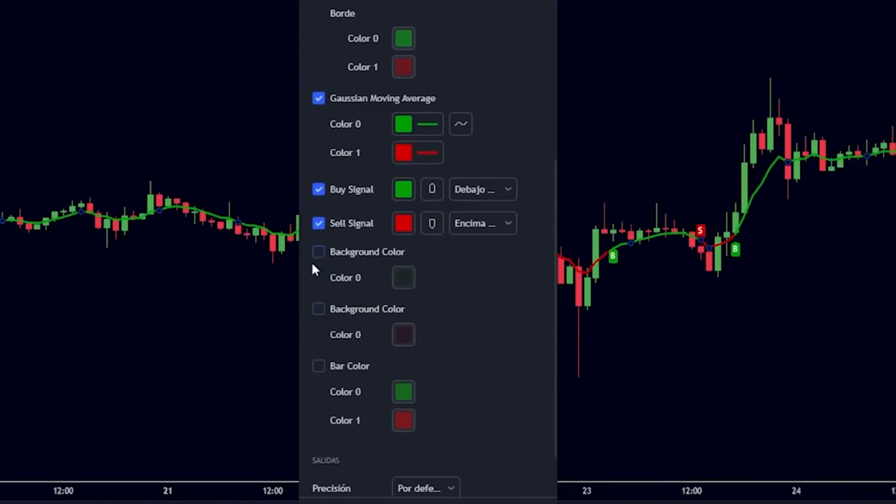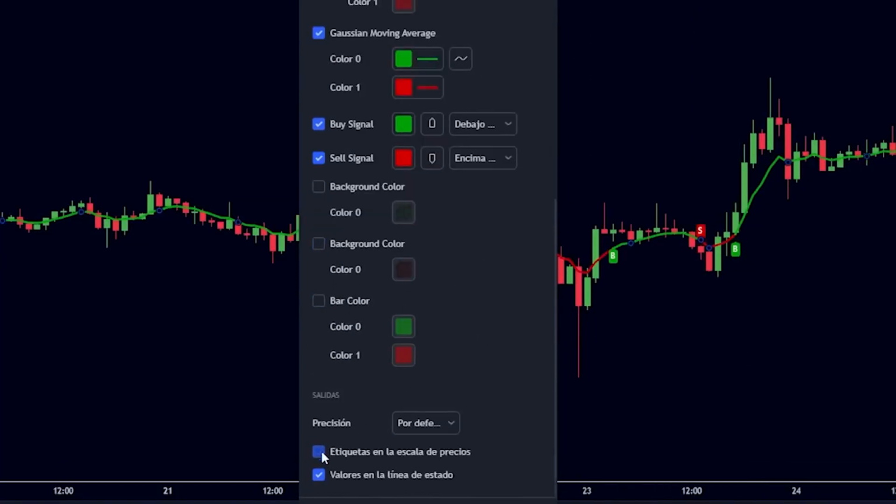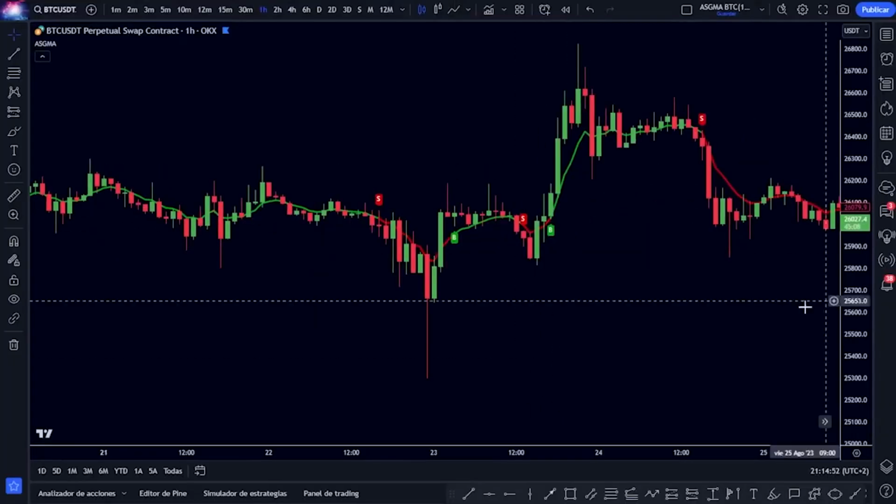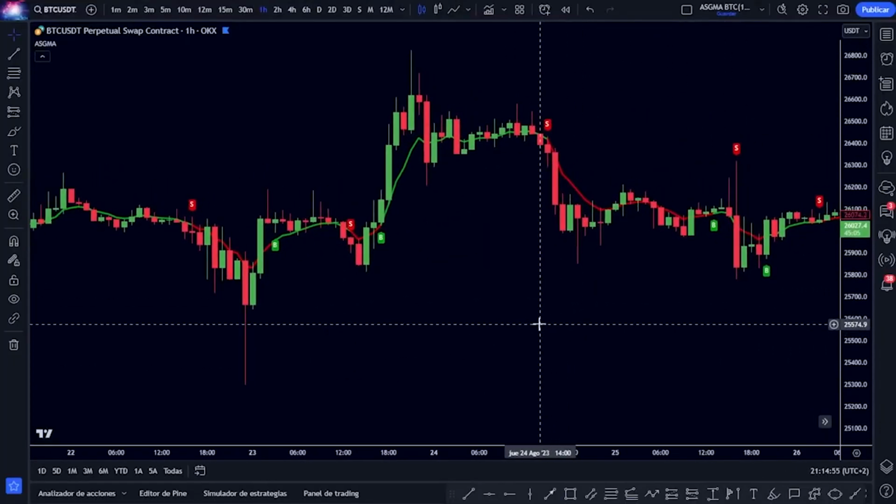I will also remove these background color bands, and at the bottom I will also remove the labels. Personally, I am going to leave it this way. You will see now why.